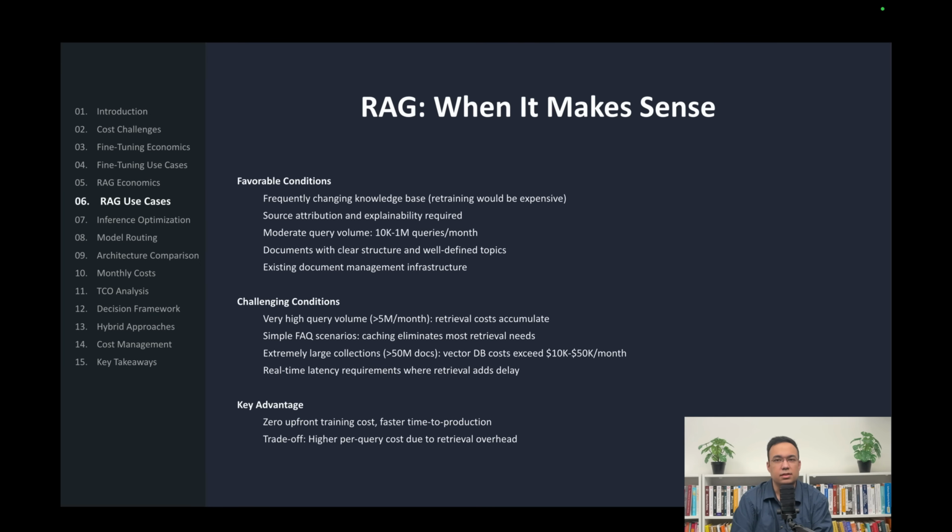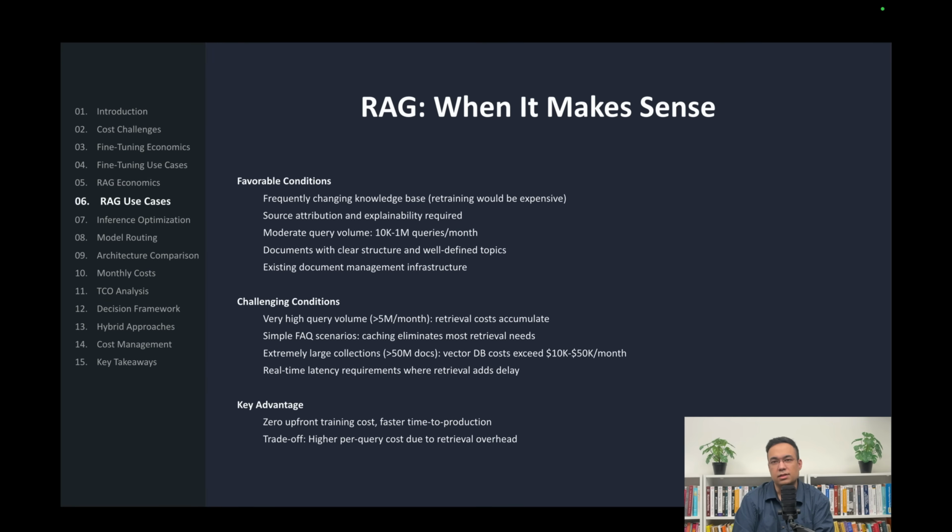And number three is extremely large collections, exceeding let's say 50 million documents, where vector database costs can exceed $10,000 to $50,000 per month at that point. At that scale, you need to think carefully about whether you need all these documents searchable, or if you can just tier your storage, let's say in tier 1, tier 2, and tier 3, and then architect it that way.